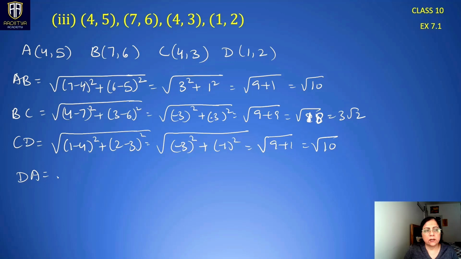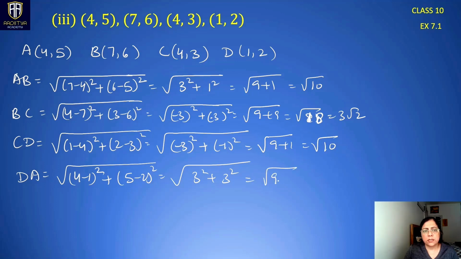Finally, we have DA. DA becomes 4 minus 1 square, 5 minus 2 square. This is 3 square added to 3 square. 3 square is 9 added to 9 is root 18, which is also 3 root 2. So now you can see that here AB is equal to CD. AB is equal to CD and BC, 3 root 2, is equal to DA. BC is equal to DA.